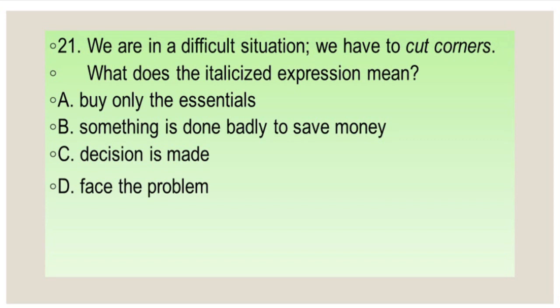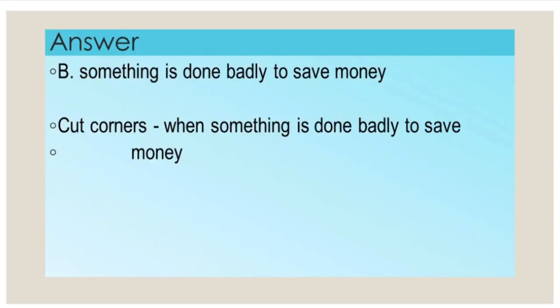Let's consider cut corners. What do we mean by this? Do we mean buy only the essentials? Do we mean something is done badly to save money? Do we mean decision is made? Or face the problem? Cut corners means when something is done badly to save money. You have to consider this as the only alternative. So our answer is option B. Something is done badly to save money.